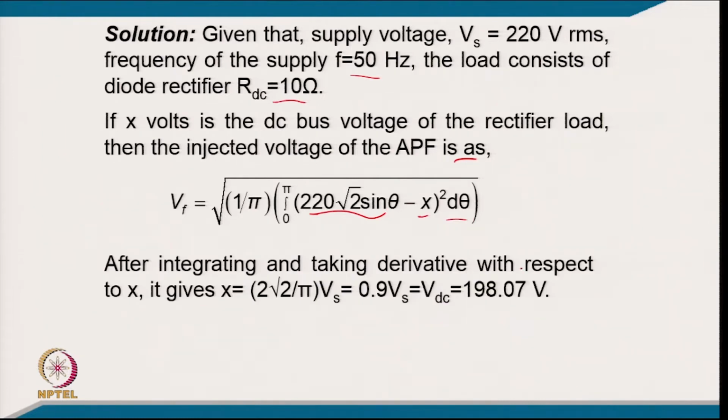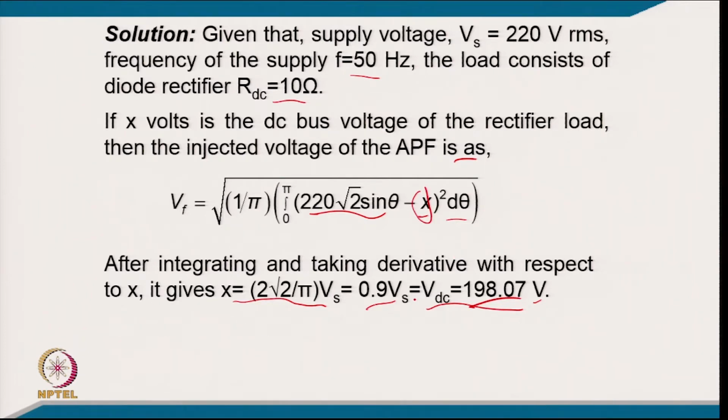So, after integrating and taking a derivative with respect to x, it gives x equal to 2 root 2 upon pi into Vs. So, it comes 0.9 Vs, and that is nothing but VDC equal to 198.07. So, what we are doing is minimizing this, and this minimum will take place when we integrate and take a derivative of this. So, this gives us the x value. This is the x value we are getting from here.